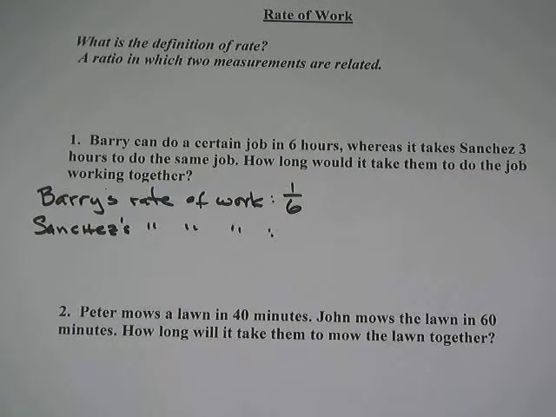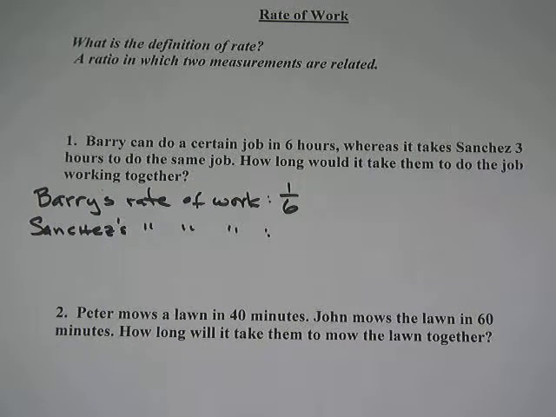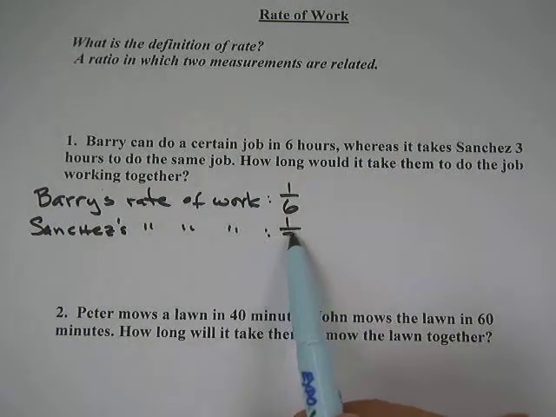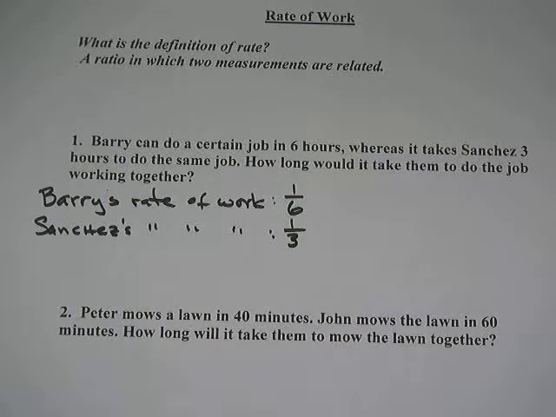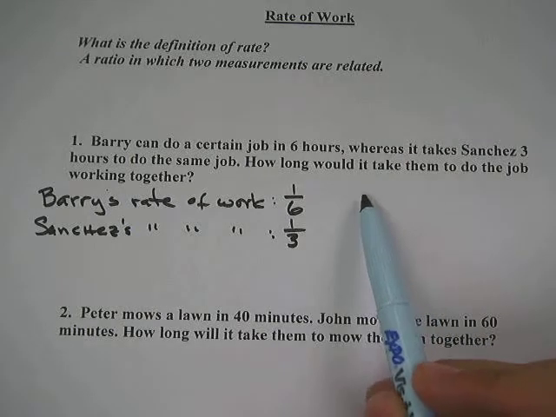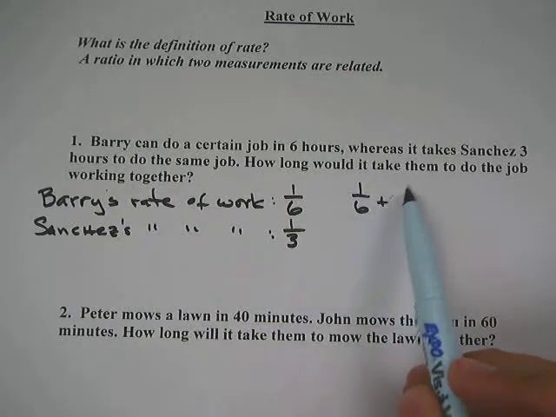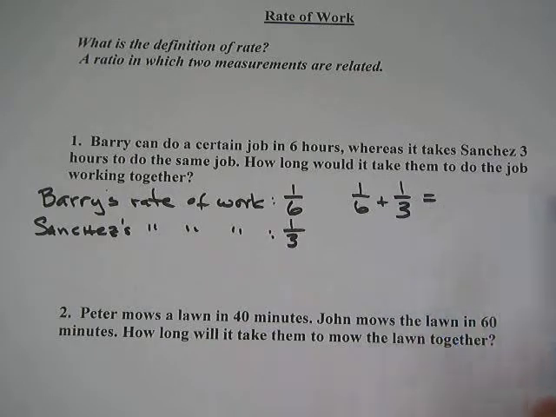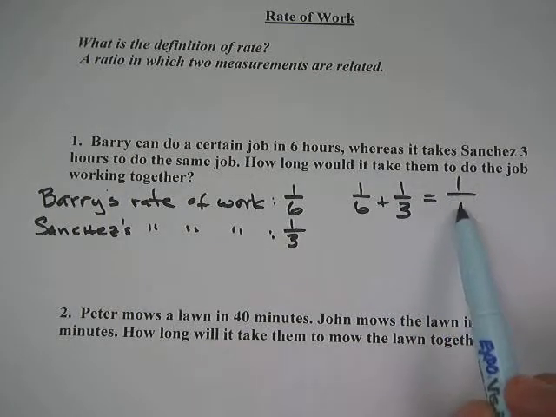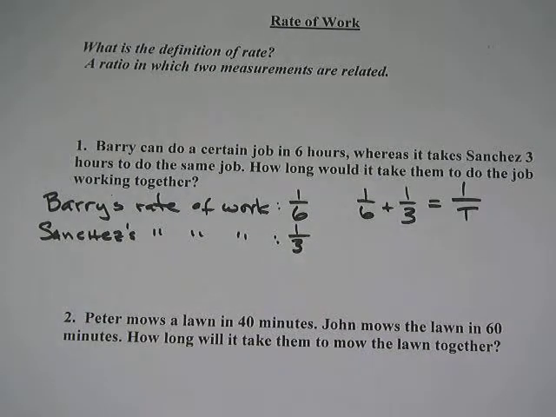Now Sanchez's rate of work is a little faster. He can do the job in 3 hours. So how much of the job could he do in 1 hour? Well, he could do 1/3 of the job in an hour. Now, in order to determine how long it would take them to do it together, if you take Barry's 1/6 of the job per hour and add Sanchez's 1/3 of the job per hour, that's going to equal how much of the total job per hour can be done.